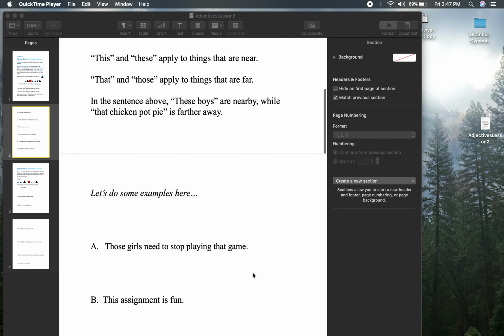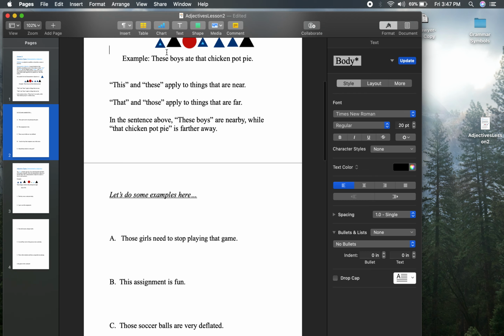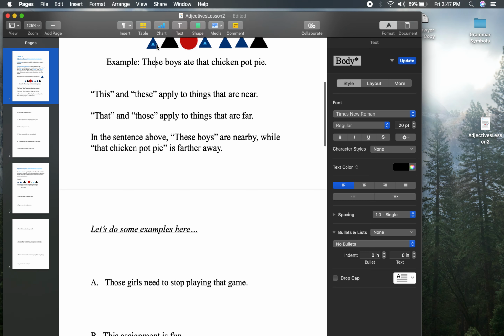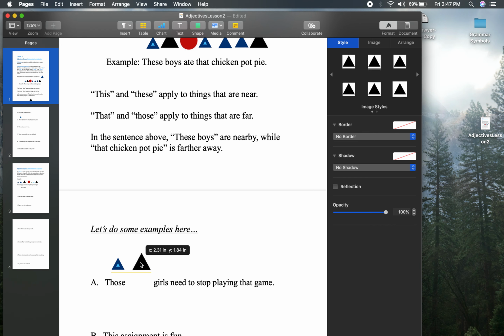Let's do some examples here. This is my favorite part. So, those girls need to stop playing that game. Well, we know this is what's happening here. There we go. Put this one here. Those girls is our noun. Nouns sometimes pop up, so I'll put that there. Put a little closer. Need.